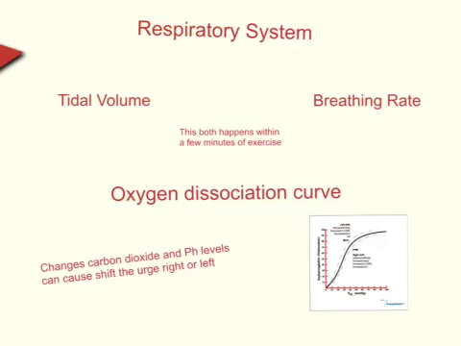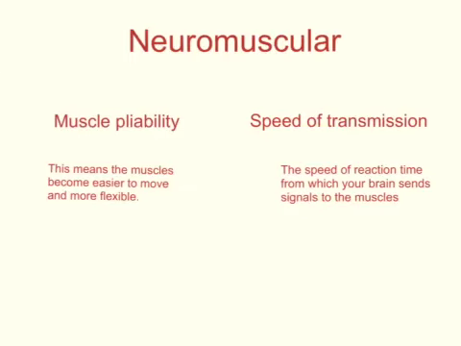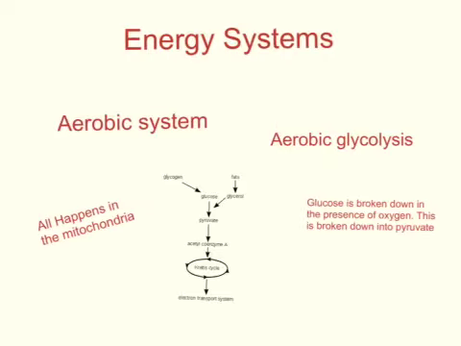An increase in temperature will move the curve right, and a decrease in temperature in the air will move the curve left. More carbon dioxide in the lungs will change the pH levels. Muscle pliability: this means the muscles become easier to move and become more flexible. Speed of transmission: the speed of reaction time from which your brain sends signals to your muscle to move.